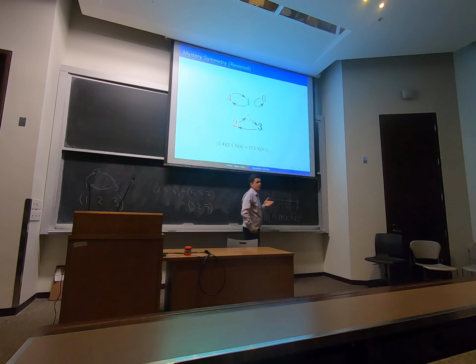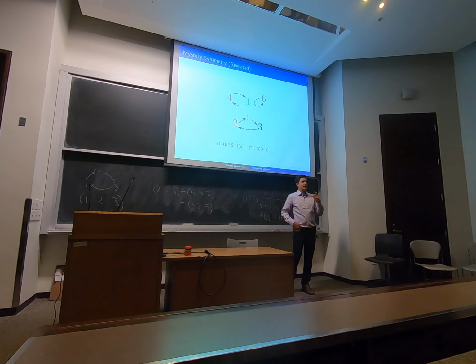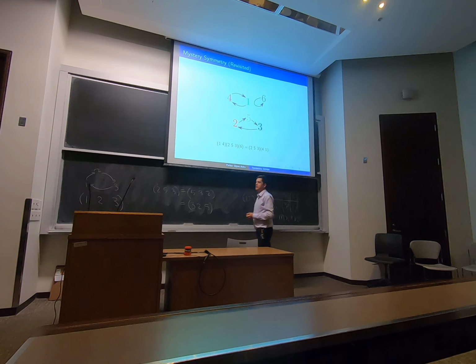Mathematicians tend to not write cycles with one number. So if it's just 6 goes to 6, we tend to not write that one. Okay? So there's several different ways of rewriting this, like this.